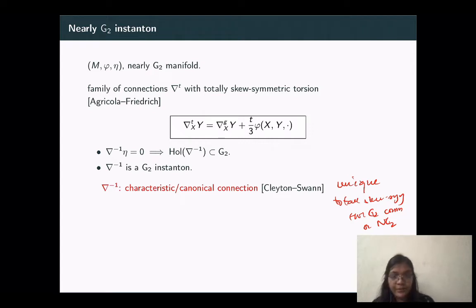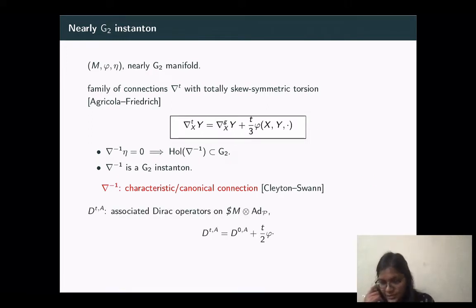So that is just an insight into what we are going to do in future lectures. So we have this family of connections, and this is a family of connections in a spinor bundle. So we can define an associated Dirac operator. So this SM is just the spinor bundle, ad P is the adjoint bundle related to the principal G bundle P over our manifold M, and on this we have this associated Dirac operator.